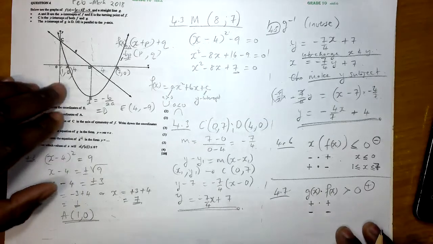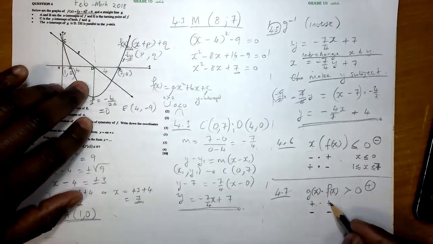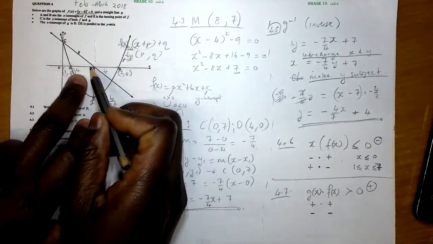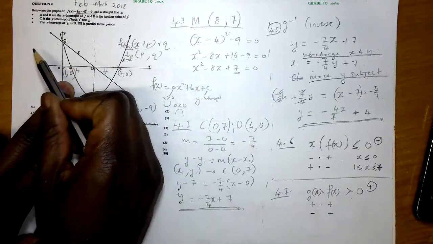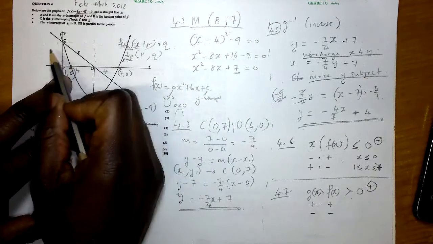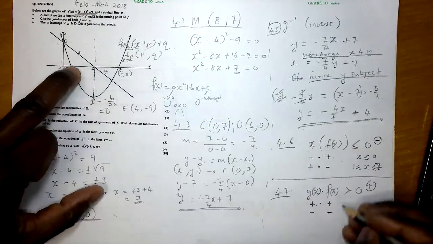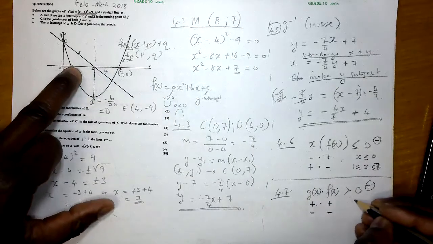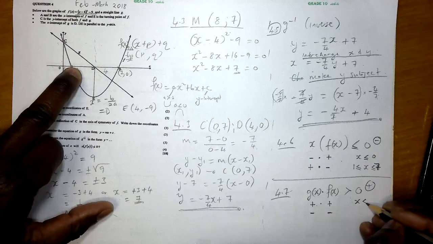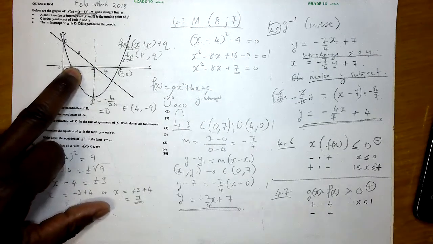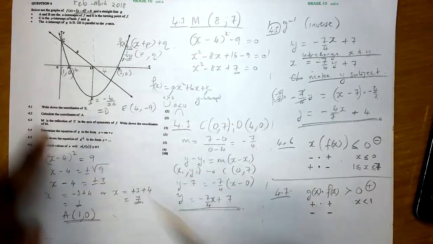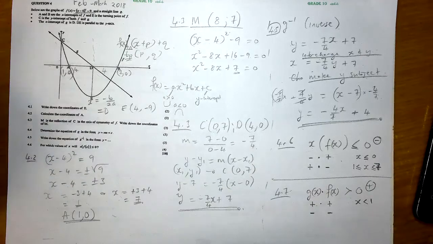Now, where can we find both of them positive? We find both of them positive from this point A going to the negative, because both of them will be positive on that side. So for this we're going to say x less than 1. That defines that part. Then, where are they both negative?